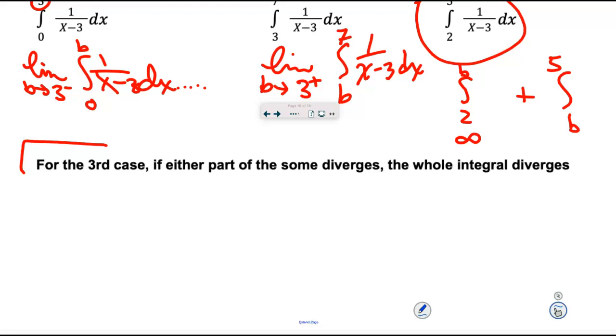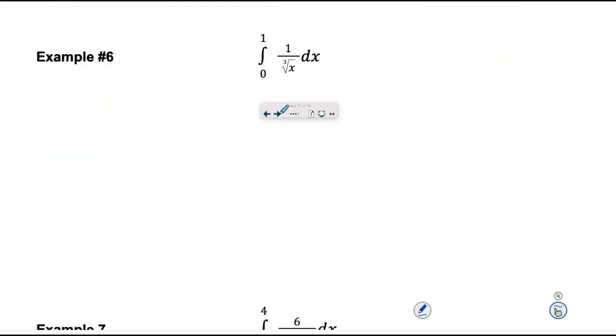So if you get a divergent on either part, the whole thing will diverge. It's kind of nice when it happens on the first part, because you can bail. All right, so here we go. You might have integrated this from 1 up to 4 last year, so the only difference is that we're going to have to deal with asymptotic behavior on the interval.